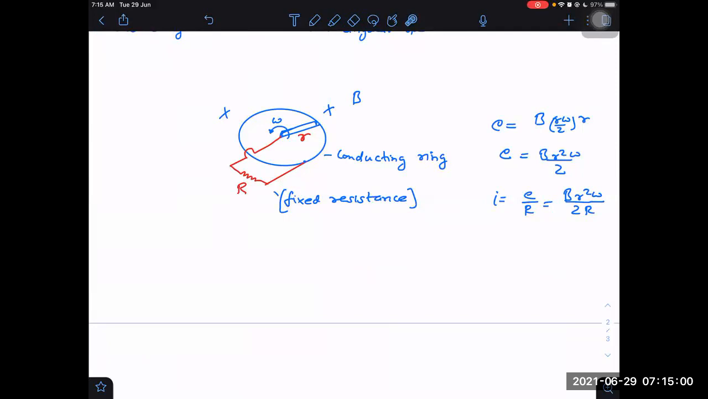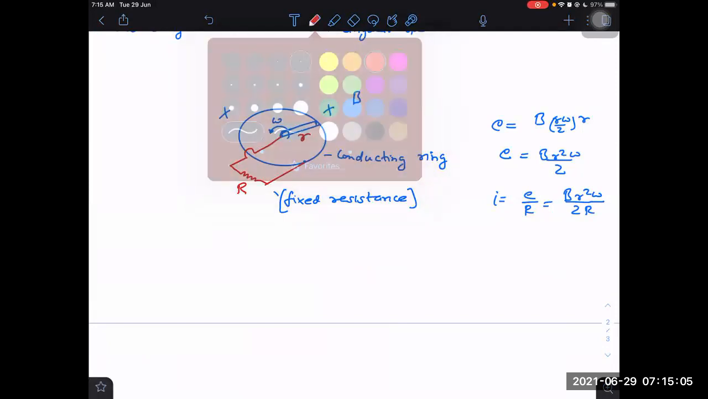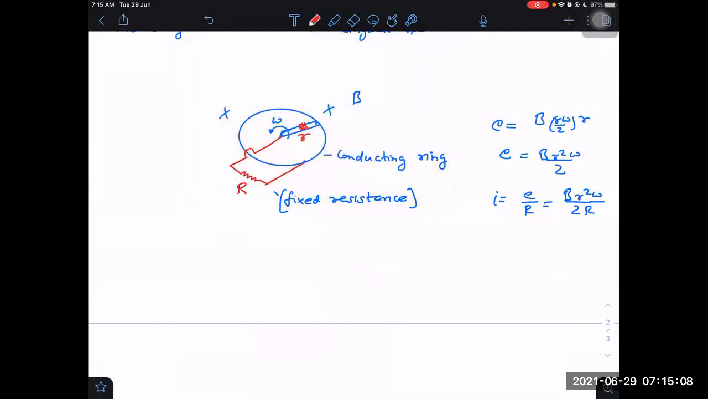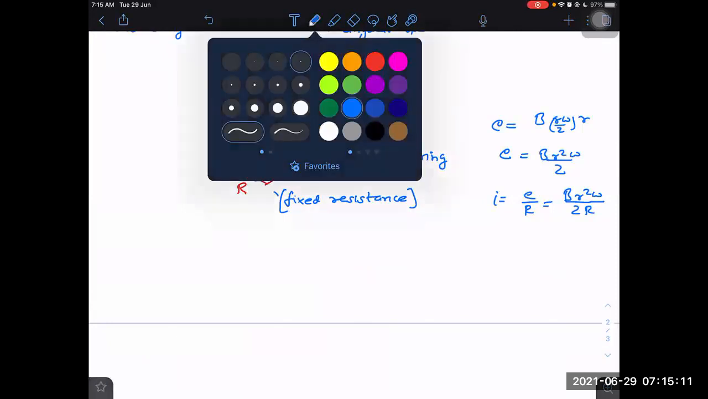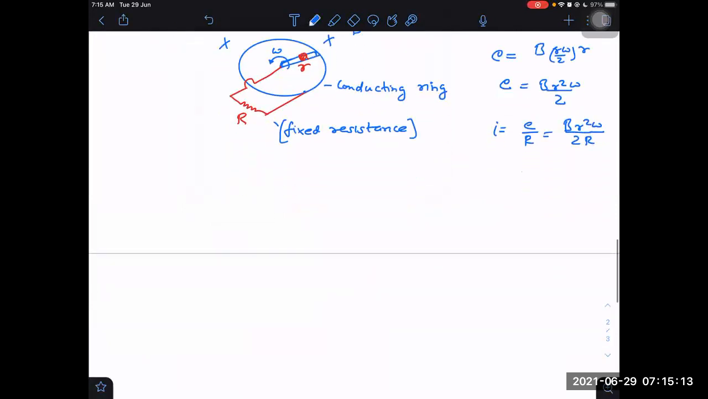R cross F. Yes, but I think I have to take some small elements. Small element I have to take, and I may find out the torque. So what is the formula for force? dF is equal to I dl cross B. dl I could write as dr. And what will be torque? r into dF, which will be equal to I into dr into B into one more r.